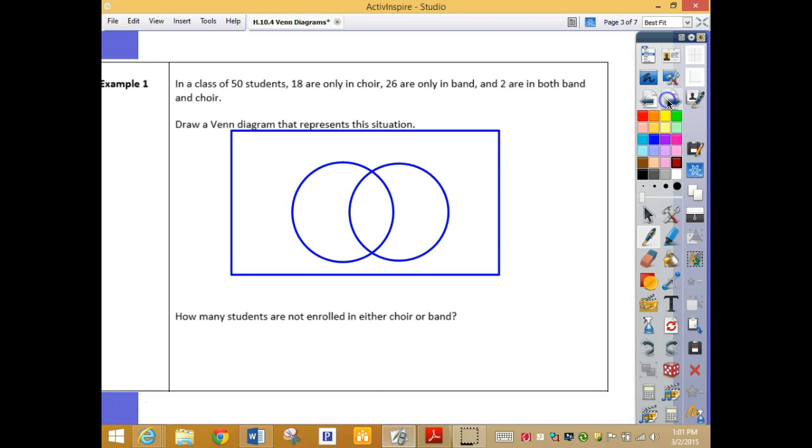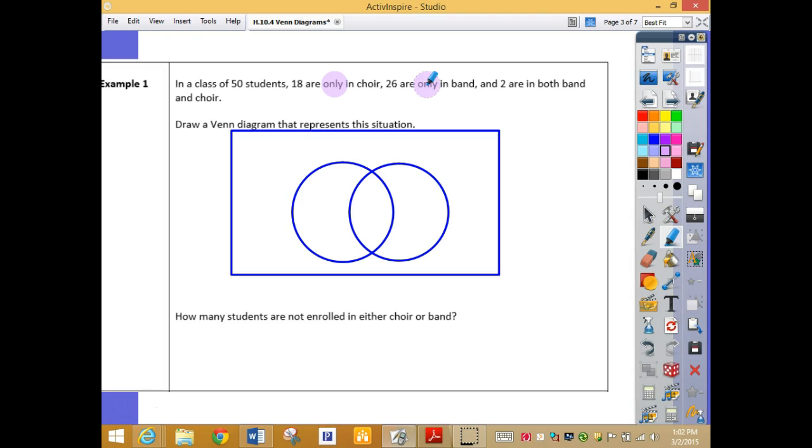All right. Example 1. In a class of 50 students, 18 are only in choir, 26 are only in band, and 2 are in both band and choir. Now, anytime you do Venn diagrams, the one word that you want to look for that changes things dramatically is the word only. That changes where you put things.